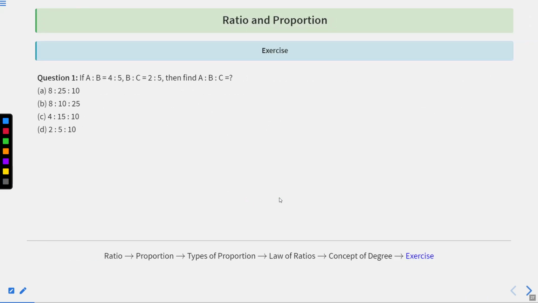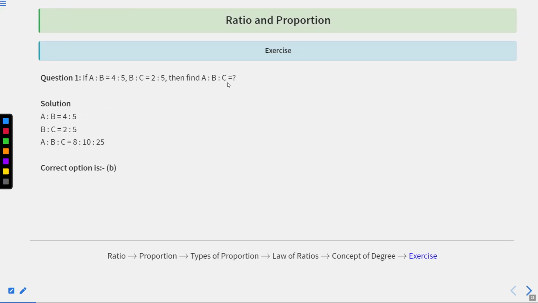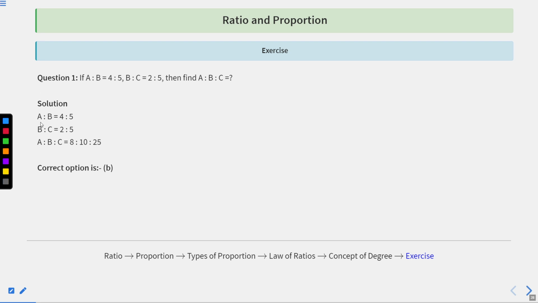Question number 1. If A is to B is equal to 4 is to 5 and B is to C is equal to 2 is to 5, then find A is to B is to C. A is to B equals 4 is to 5, that is already given to us. B is to C equals 2 is to 5, that is also given. So A is to B is to C will be equal to 8 is to 10 is to 25. So the correct option here will be option B.